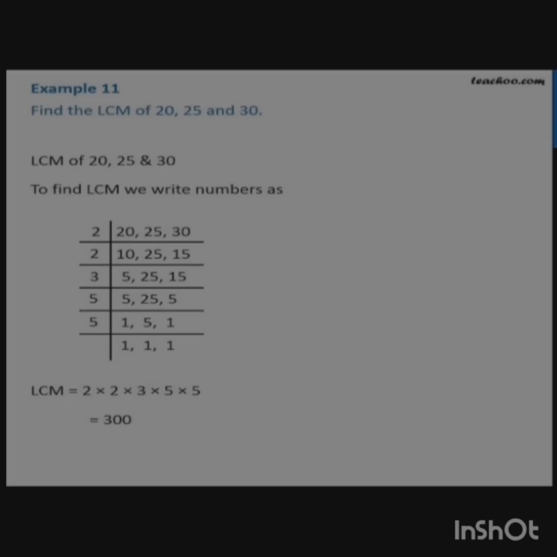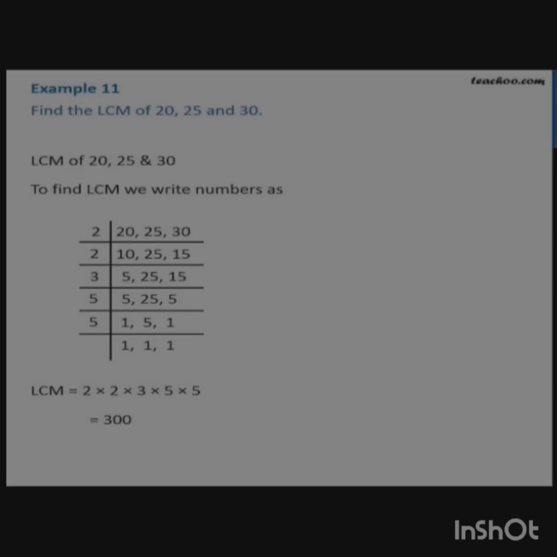And the number that can divide any of those numbers is 3. 3 can divide 15. So we say 3 divide 5, you cannot go, you write down 5. 3 divide 25, you cannot go, you write down 25. 3 divide 15 is 5. So you write down 5. Now let's go to the next one. What number can divide any of those numbers? We have 5. 5 divided 5 is 1. 5 divided 25 is 5. 5 divided 5 is 1.